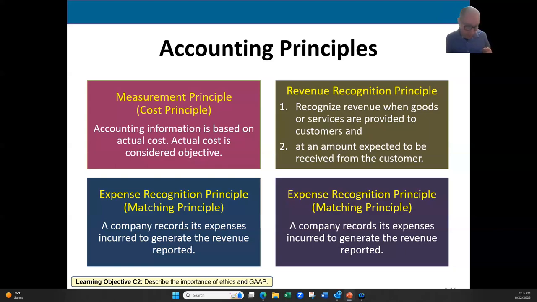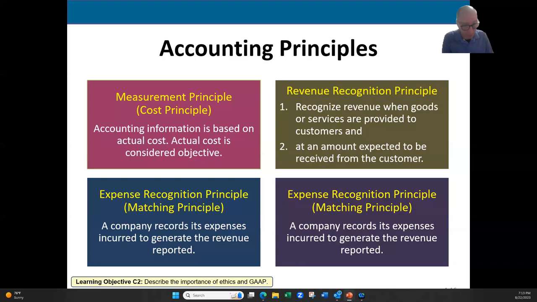That leads me to the expense recognition principle. This is also known as the matching principle. The expense recognition principle tells us the company records its expenses incurred to generate the revenue reported. This simply means the principle of matching revenue to its expenses. Here's what I mean by this. In order for Dr. B to mow the lawns, there's an expense that Dr. B incurs.